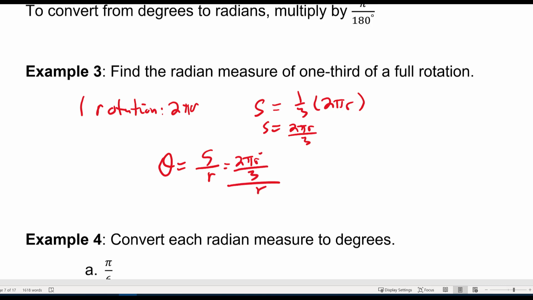Clean this up a little bit. I like to write in blue, but I started in red, so I'll continue this. The r's would divide out, and that would leave us with 2 pi over 3.